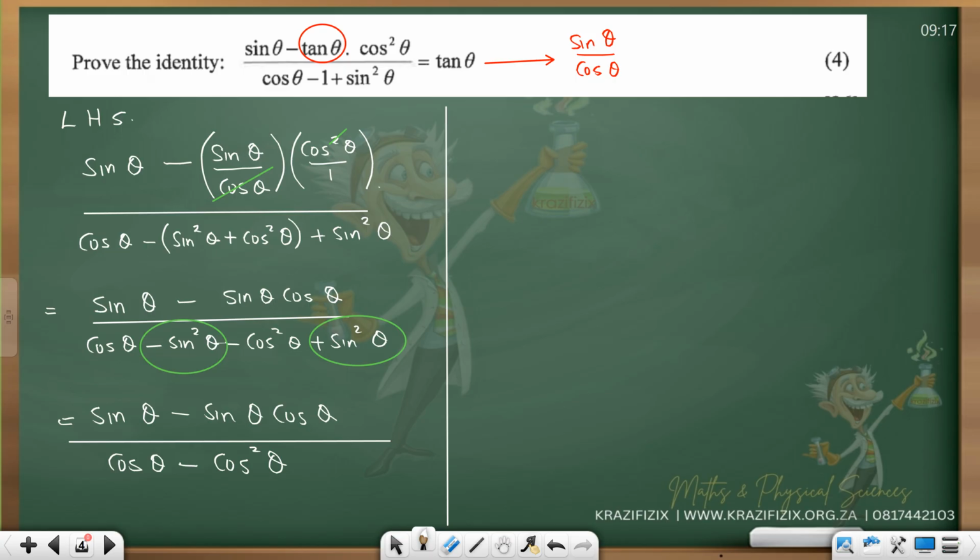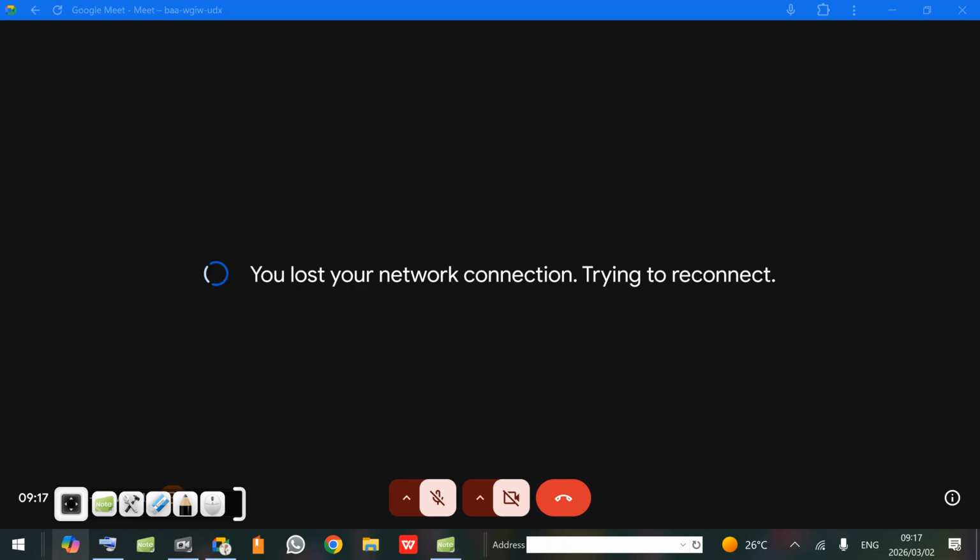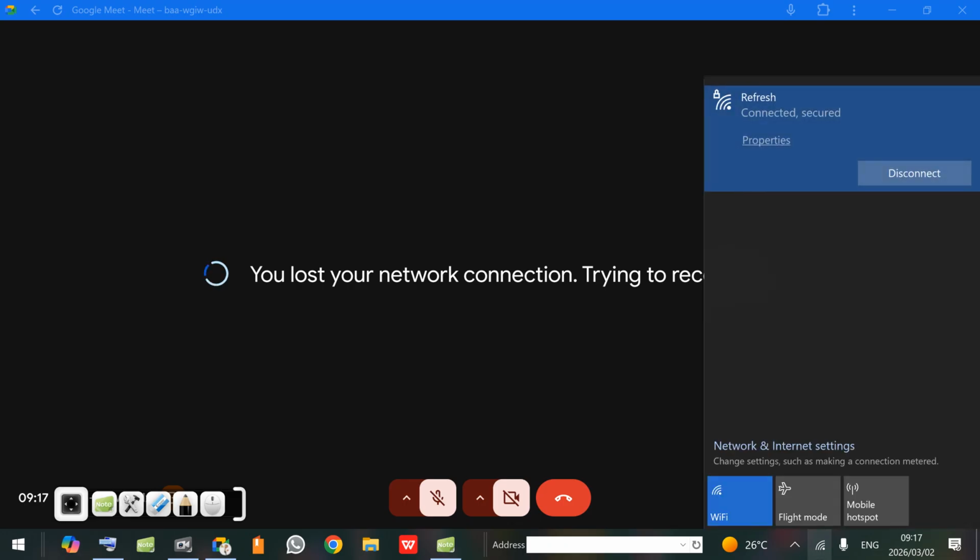Let's see what's happening to my network. Are you guys still there? I don't know, I just lost network here. Let me check my main computer. One second, what's happening?